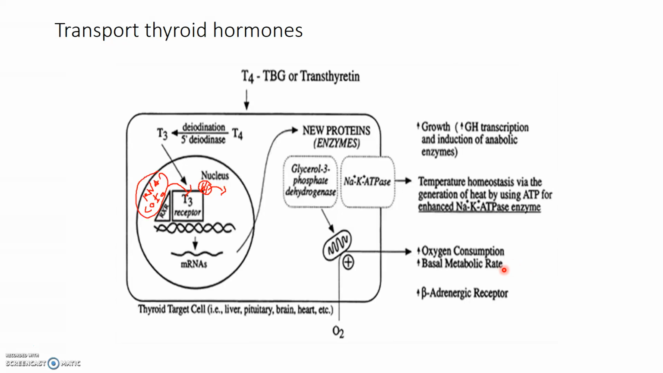So basal metabolic rate is very high, so that's why those people are usually thin. Hyperthyroidism patients are usually thin. And temperature homeostasis: their body is usually very warm, and they also have increased growth, because there is increased growth hormone transcription and induction of the anabolic enzymes. So those are the effects of the thyroid hormones. I'm just going to mention a few things which are not in this slide.